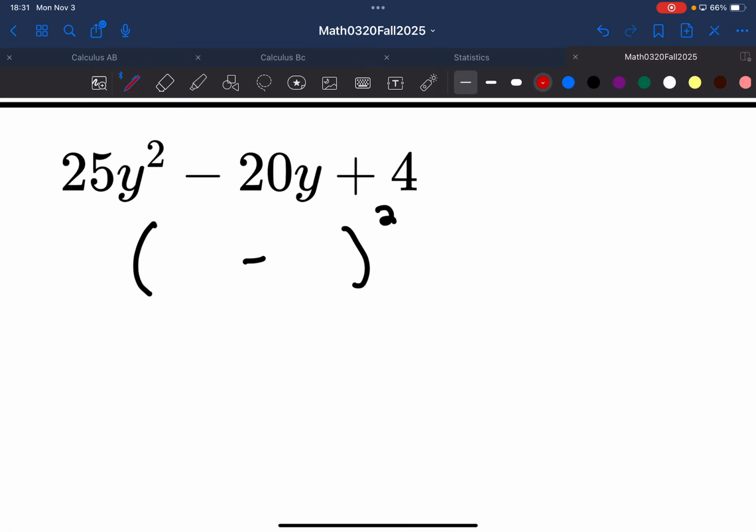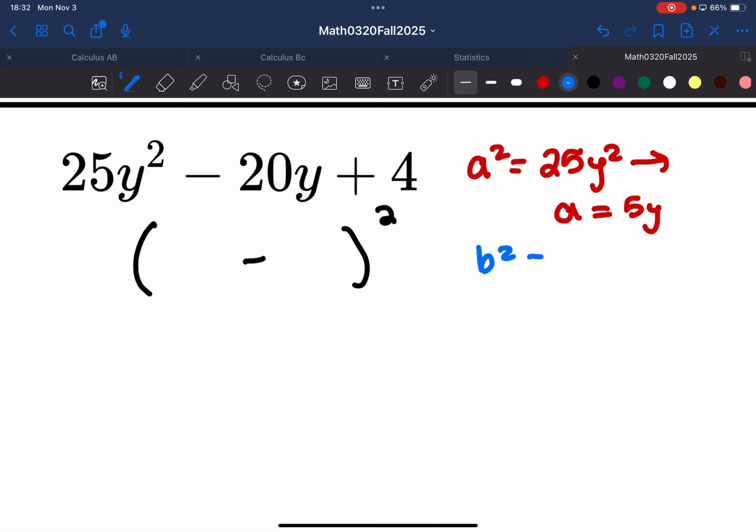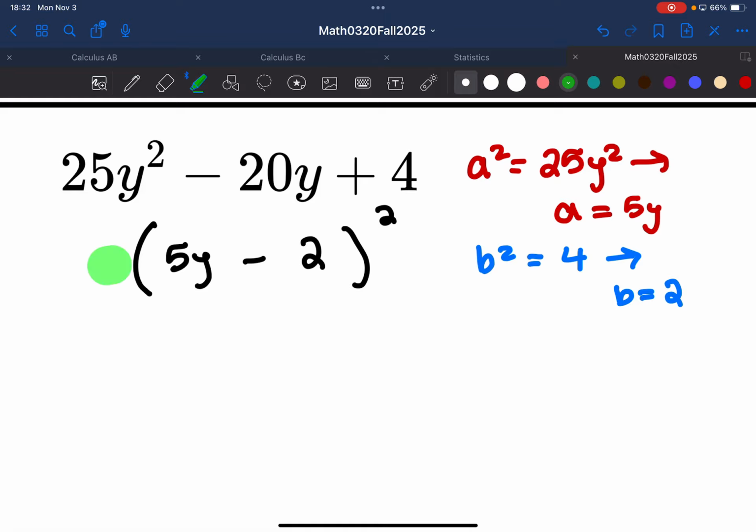Then I just have to find what a and b is. So a squared is equal to 25y squared, which means a is equal to 5y. Good, we take the square root of both. And then I have b squared is equal to 4, which means b is equal to 2. So what's going to be in my parentheses? 5y minus 2, and the whole thing is squared.